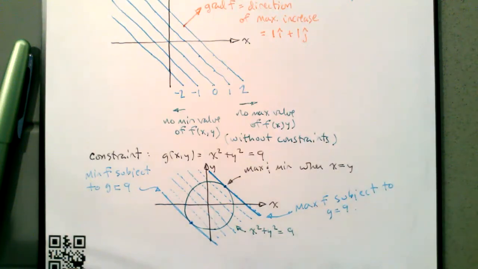Right now, we're not using calculus, we're just using geometry. And that's why I picked this example. The maximum and minimum values happen when x is equal to y.